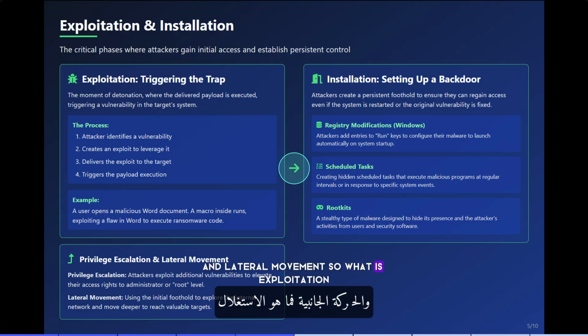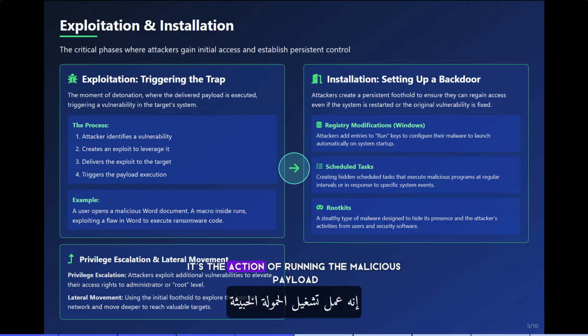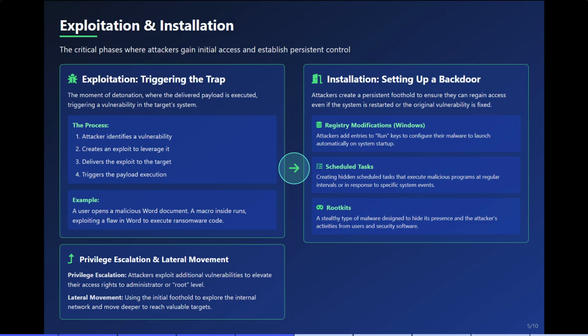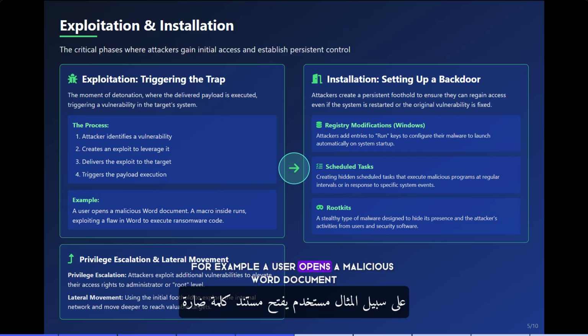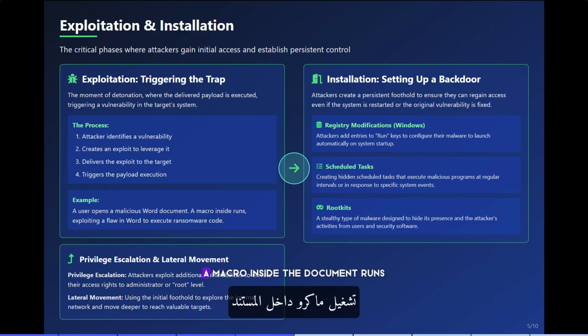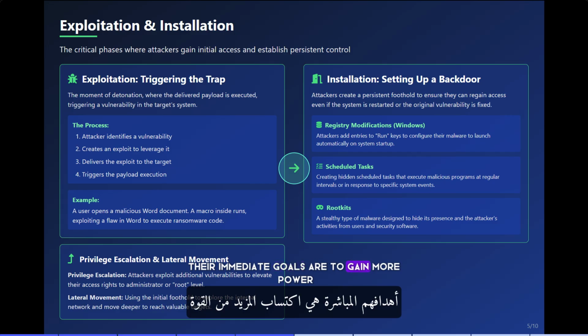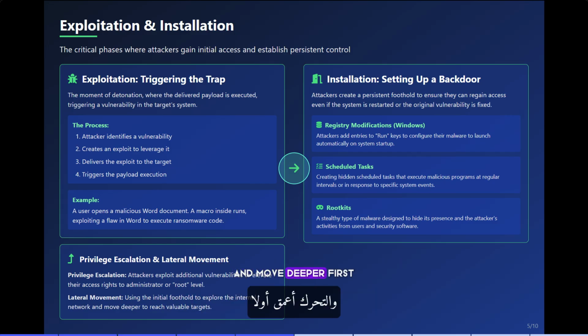So, what is exploitation? It's the action of running the malicious payload to leverage a vulnerability. For example, a user opens a malicious Word document. A macro inside the document runs, exploiting a flaw in Microsoft Word to execute ransomware code. Once the exploit is successful, the attacker's work has just begun. Their immediate goals are to gain more power and move deeper.